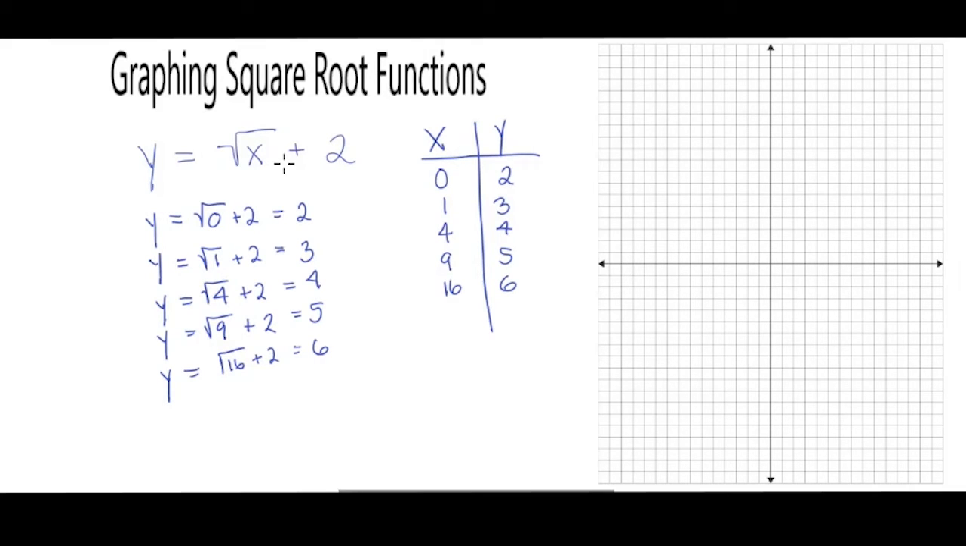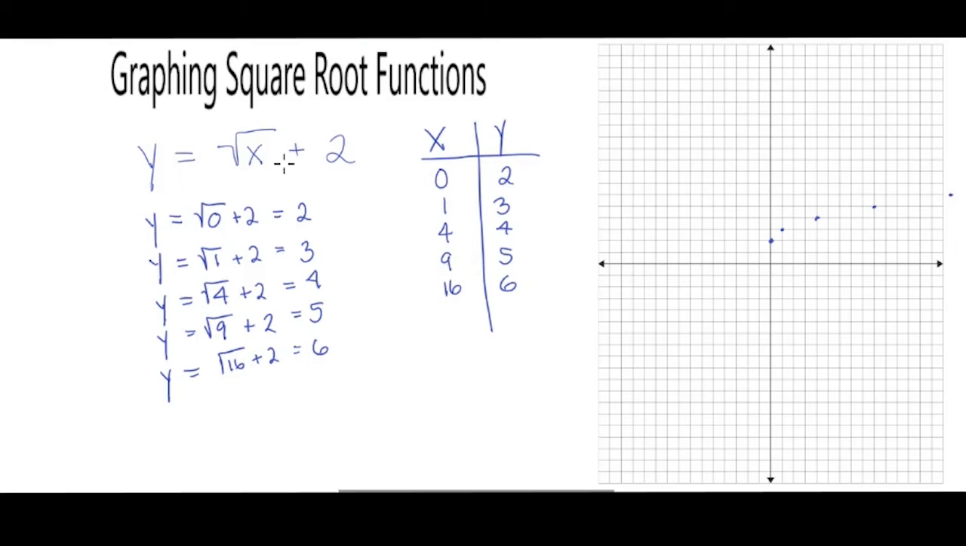So we'll start with (0, 2). When x is 0, y is 2, so that'll be that point there. Next, when x is 1, y is 3, so that'll be that point there. When x is 4, y is also 4, so that'll go right there. When x is 9, y is 5, and that'll be that point right there. And when x is 16, y is 6. That'll go right outside of our graph there, and I'll put that right there.